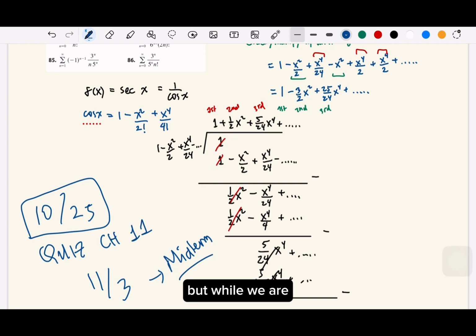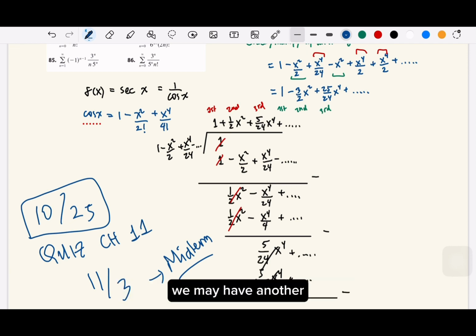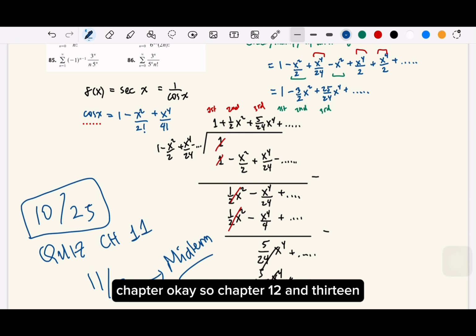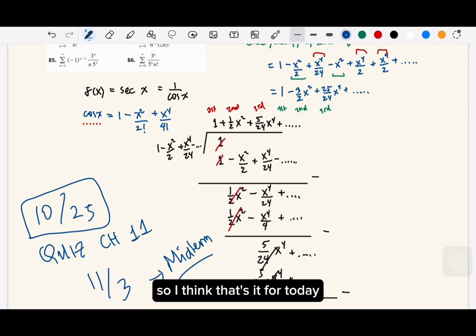But while we continue our journey to the quiz and midterm, we may have another chapter. So chapter 12 and 13. So I think that's it for today.